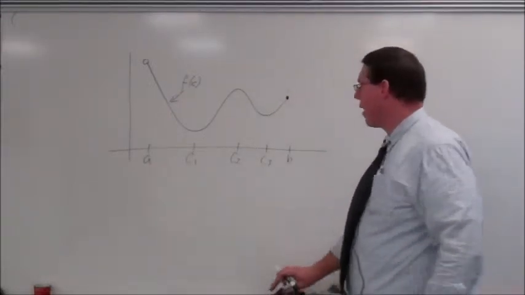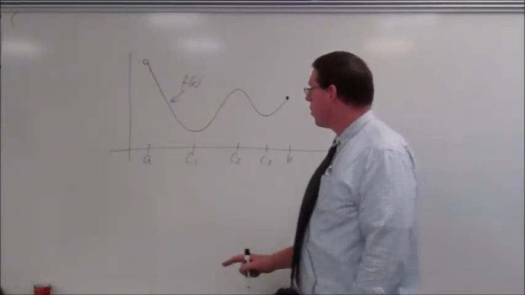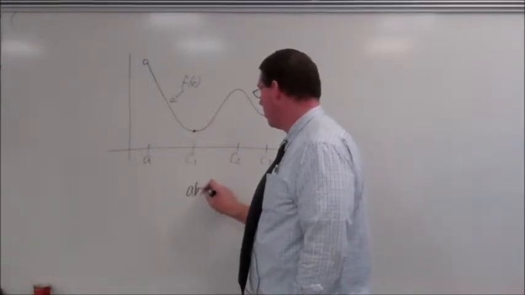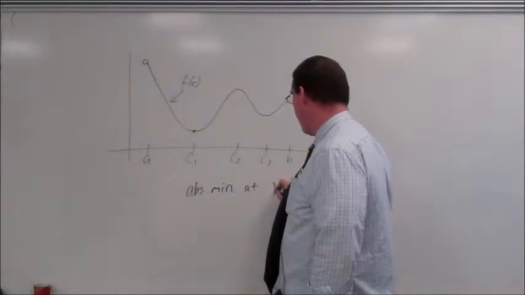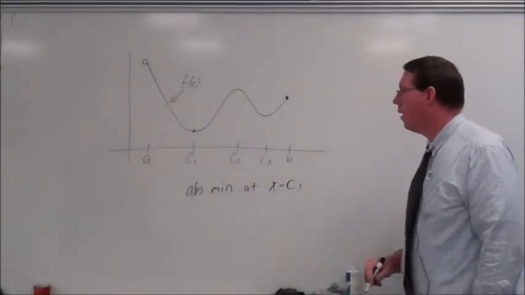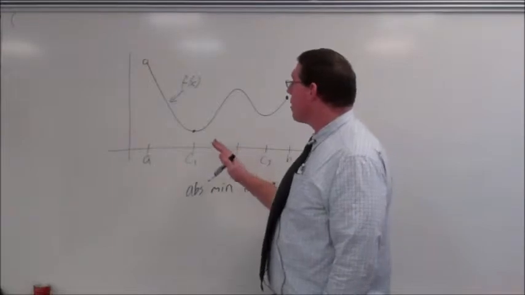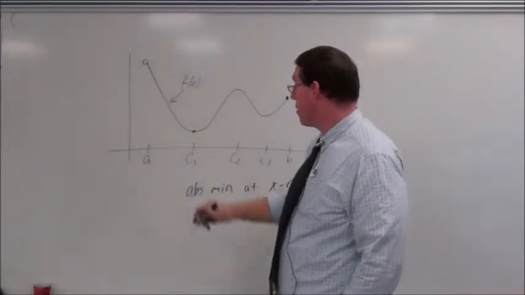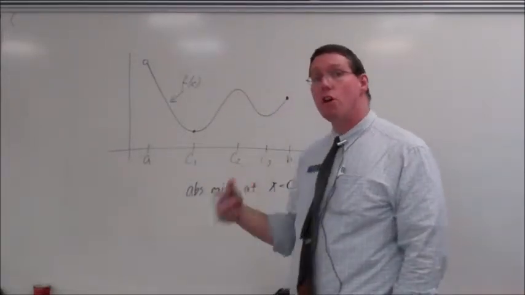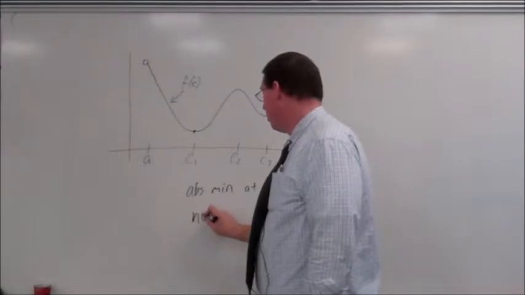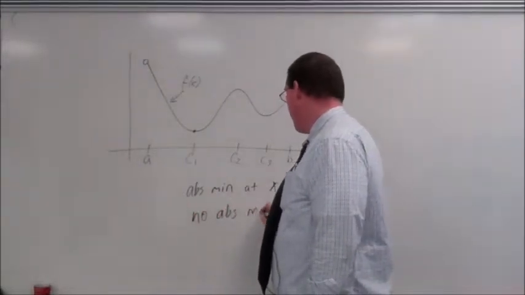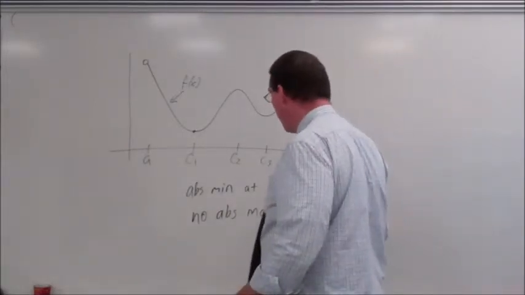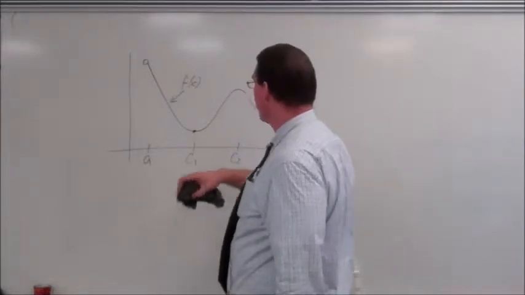But now let's look to see if there's an absolute maximum and an absolute minimum. The lowest point is right here at C1, so we have an absolute minimum at x equals C sub 1. The absolute maximum, the highest point, would be up here at a, except that it is an open interval. Therefore, a is not included, so there is no absolute maximum at all. So that's the first part. You were not asked to identify relative maximums and minimums on that problem.